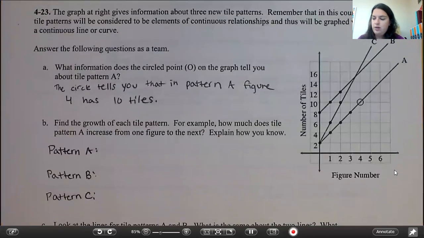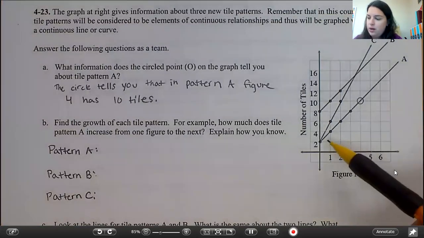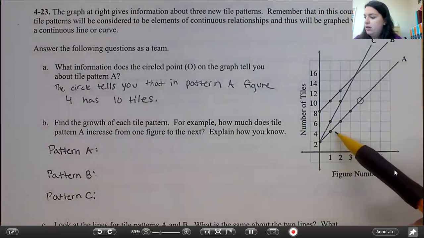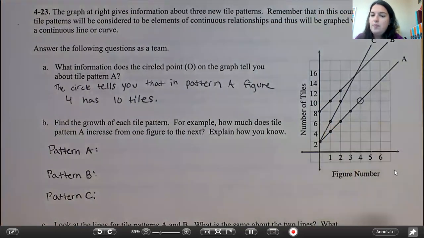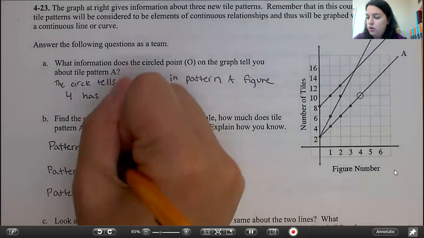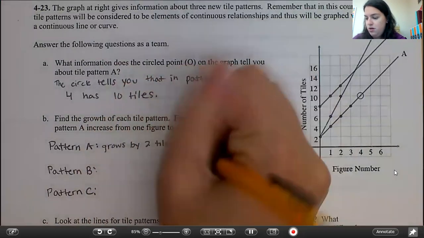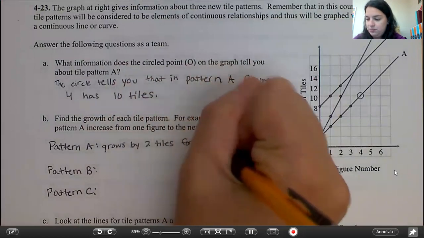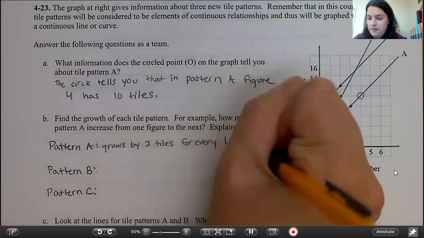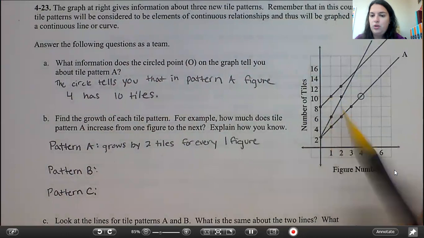So if we're looking at tile pattern A, here's my graph line for tile pattern A. We know at figure 0 that we had 2 tiles. At figure 1, we had 4 tiles. At figure 2, we had 6 tiles. So you could say that pattern A grows by 2 tiles for every 1 figure. Every time we're increasing by 1 on the x-axis, we're increasing by 2 on the y-axis.